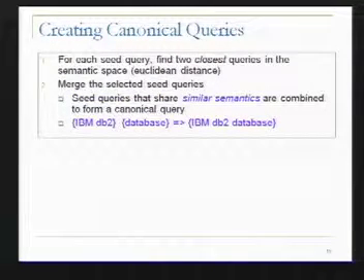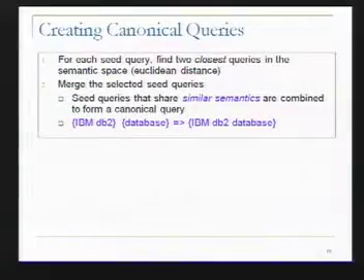Okay, let's go back to the canonical query construction. We have the set of seed queries, and we want to create the canonical queries. For each seed query, you find the other 2 closest seed queries in the semantic space. Basically, take a seed query, and find the top 2 other seed queries that are very similar in topic to this particular seed query. You can use the Euclidean distance between the seed queries to merge 3 seed queries together to form a canonical query.